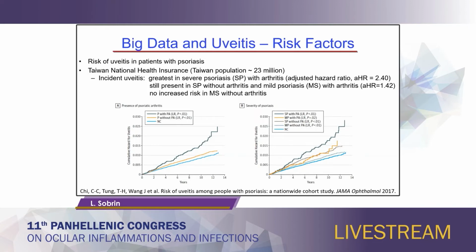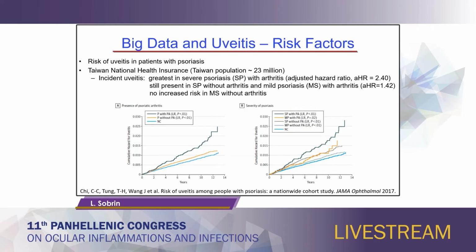And these are the two graphs showing the primary results. What you can see is that the greatest risk for developing a uveitis is to have psoriasis with arthritis. In particular, if you have severe psoriasis with arthritis, you have the highest risk of developing uveitis. The adjusted hazard ratio for that was 2.4. But even if you had severe psoriasis without arthritis, or if you had just mild psoriasis but also had arthritis, you had an increased risk of uveitis with an adjusted hazard ratio of 1.42. And interestingly, if you just had mild psoriasis, skin disease, and didn't have any arthritis, there was no statistically significant increase in your risk of uveitis compared with normal controls.